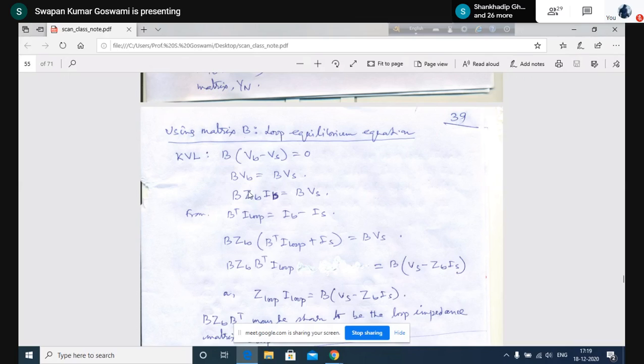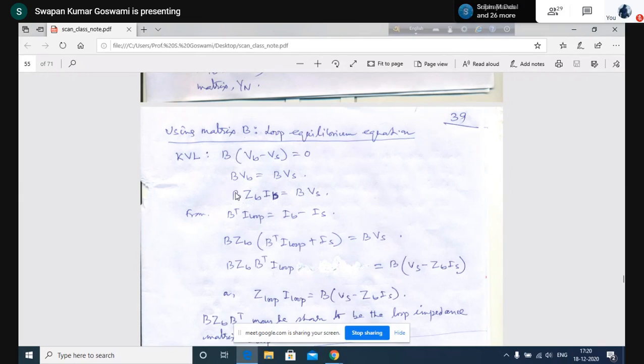Now V_B, how can you write? It is Z_B into I_B: branch impedance matrix, or branch to branch impedance matrix, into branch current. Branch current means current through the impedance of the branch. So B times Z_B I_B becomes equal to B times V_S.